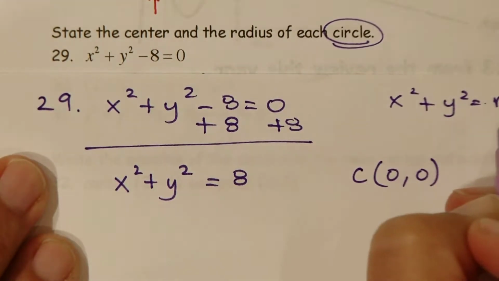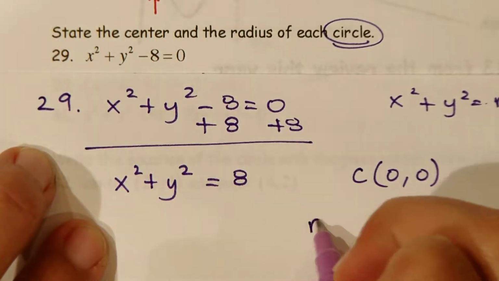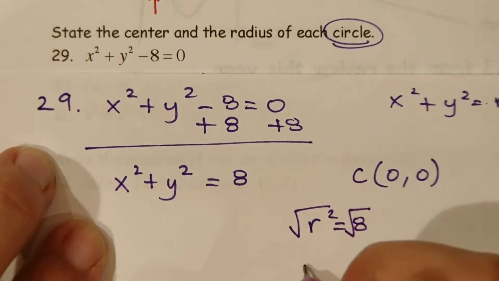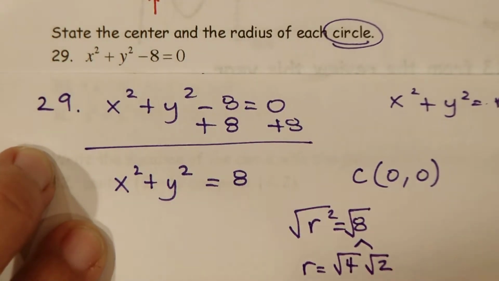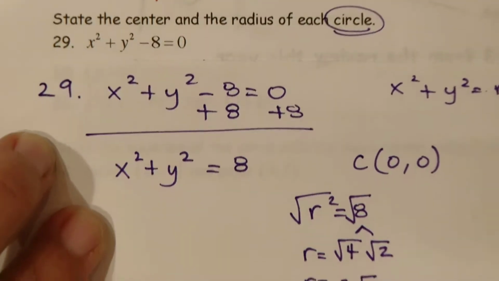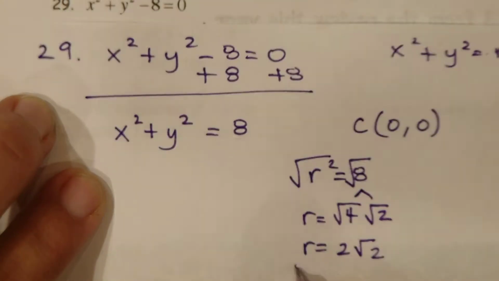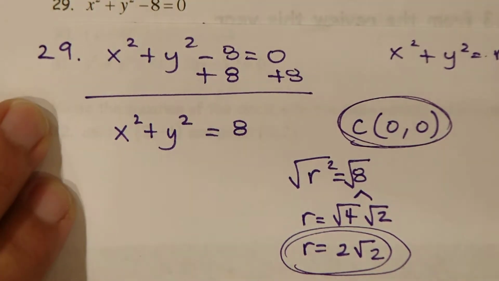We know that r squared is this number here, so we can take this separately and say r squared equals 8. Take the square root. R is going to equal square root 4 times square root 2, which will simplify to 2 root 2. So here's my radius, here's my circle. My center, center of the circle.